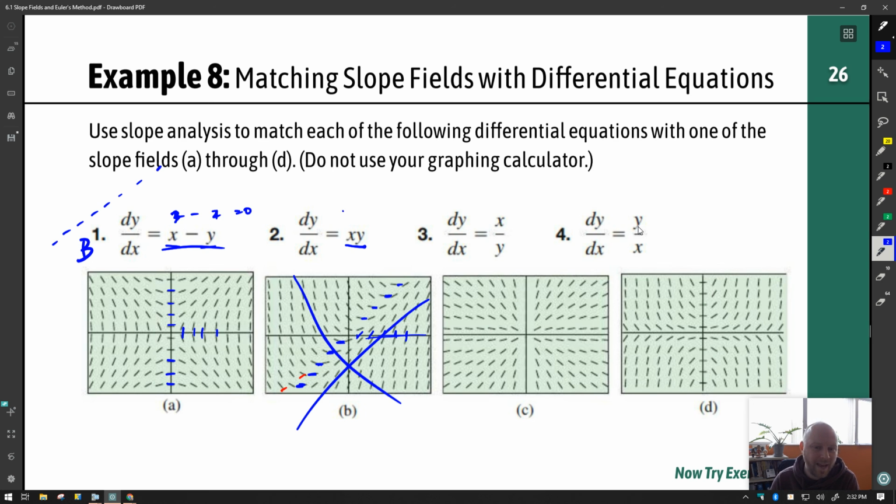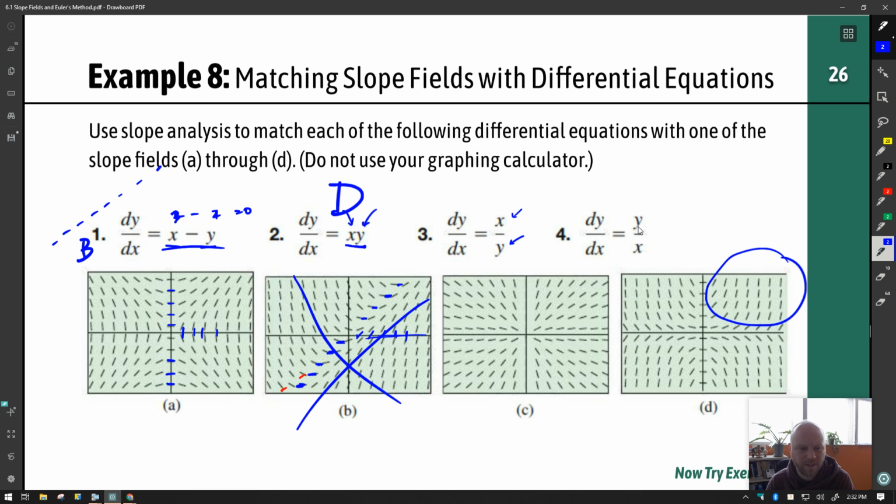If we get a big x value and a big y value, we would get an even bigger product. So that would be a really, really steep slope. And you can tell over here, look how steep those are. They're almost vertical. So this one's going to be D. So we've got B done. We've got D done. And now we've got an x over y and a y over x. So let's see. If we've got y over x, we know that positive over positive and negative over negative are going to be positive slopes.